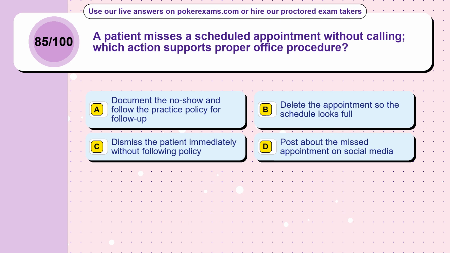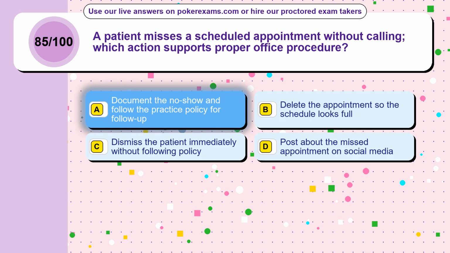Question 85. A patient misses a scheduled appointment without calling. Which action supports proper office procedure? Option A, document the no-show and follow the practice policy for follow-up. Option B, delete the appointment so the schedule looks full. Option C, dismiss the patient immediately without following policy. Option D, post about the missed appointment on social media.